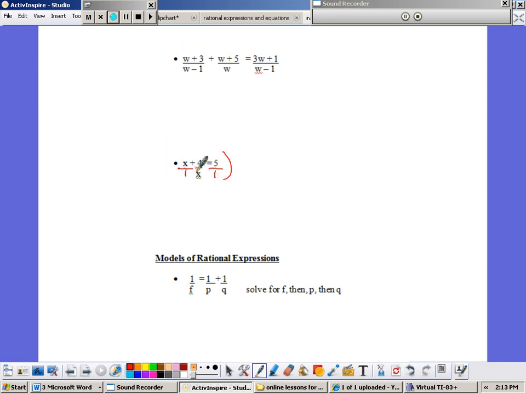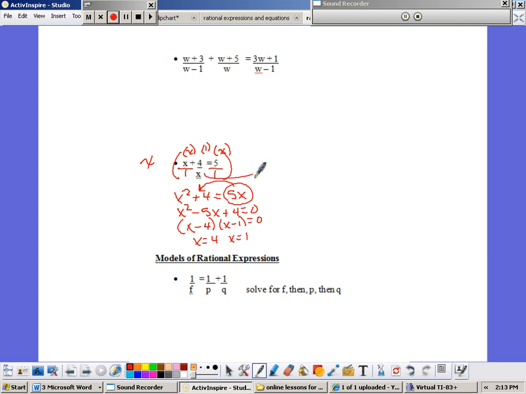Put a 1 and a 1, common denominator, 1x or x. This picks up an x, this picks up a 1, this picks up an x. So x squared plus 4 equals 5x. Since I have an x squared, everything has to go to one side. So I can factor 1 and 4, subtract negative 4 and negative 1 equals 0. X equals 4, x equals 1. Restriction right here: x cannot be 0. Neither of them are 0, so they both work.